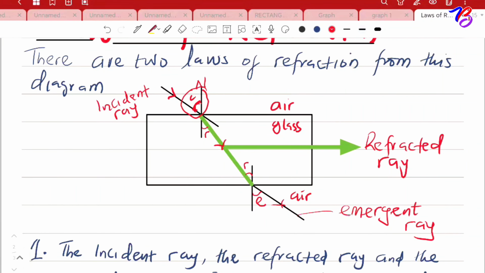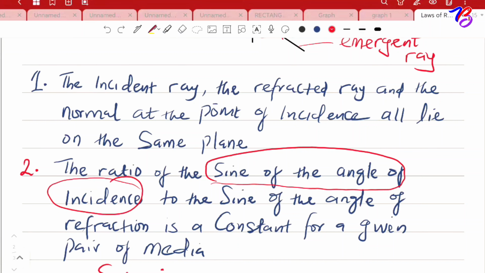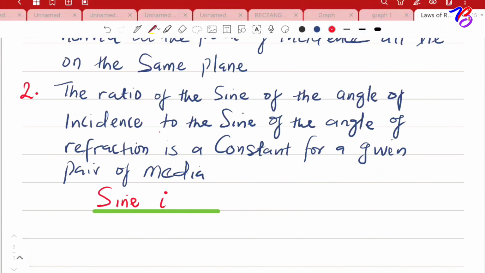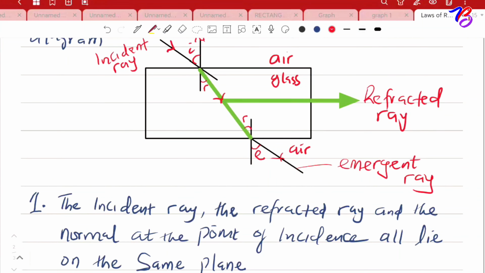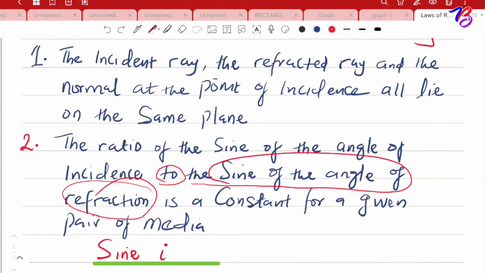Look at it there. Sine i, please. That's the angle. Okay. To the sine of the angle of refraction. Okay, look at the angle of refraction. Look at them. They are equal to each other, please. Take note. So that's the angle that this law is referring to. R, you can see it in between the normal and the refracted ray.